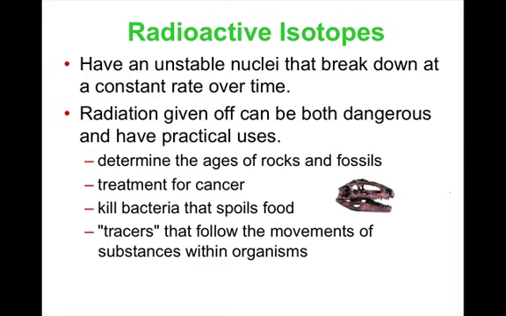And tracers that follow the movements of substances within organisms. So sometimes if you're going in to have an x-ray, they might have you drink something, or they may give it to you in an IV, and then when they're actually looking at your body, they can follow these things because they've given you what's called a tracer to follow. So those would be 4 ways that we use radioactive isotopes.